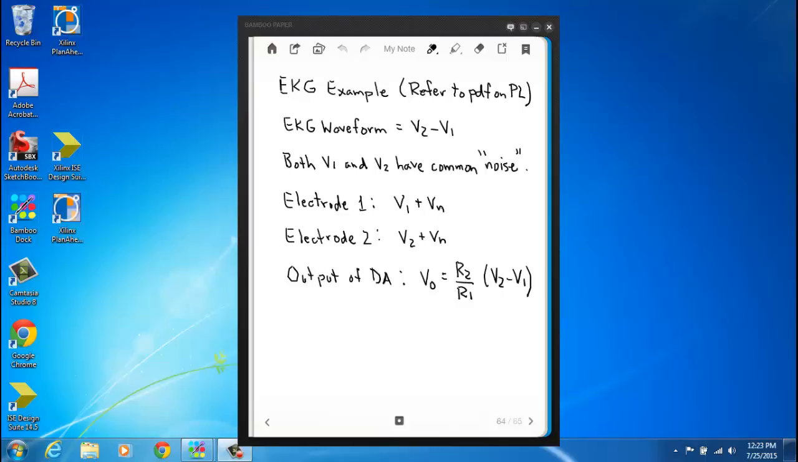So both electrodes are going to have these noise signals that go along with the actual desired signals, V1 and V2. Now, we take these voltages from the electrodes and feed them in as inputs to our differential amplifier. As we talked about, when the resistor values are picked appropriately, as was discussed in a previous video, the output of the differential amplifier is just going to be the ratio of these two resistors times the difference of the two input voltages. But you see here the input voltages are not just simply V1 and V2, because you have this noise voltage also.